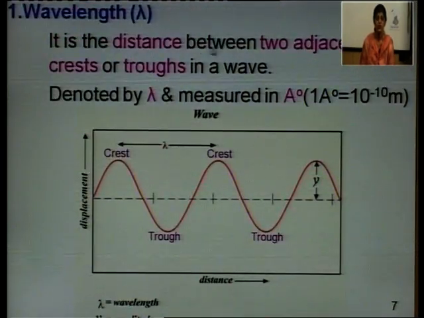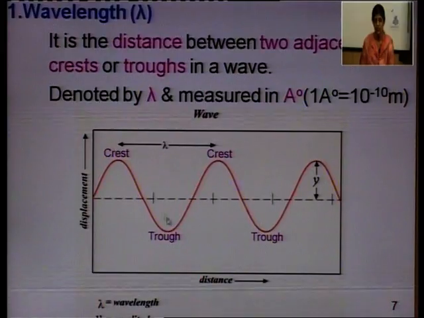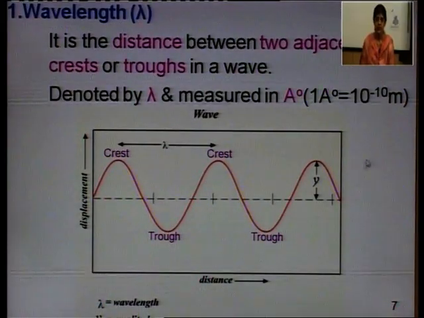Wavelength is the distance between two adjacent crests or troughs in a wave, and it is denoted by lambda and is measured in angstrom. This is the wavelength, the distance between two crests. This is the crest, this is the trough, then again a crest, again a trough. So, the distance between two crests or two troughs is known as wavelength, and it is measured in terms of angstrom. 1 angstrom is equal to 10 raised to power minus 10 meters.